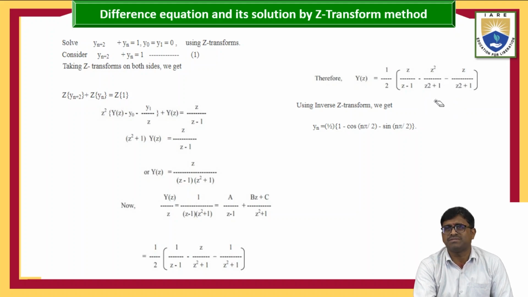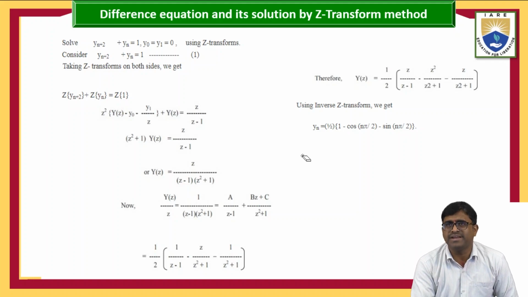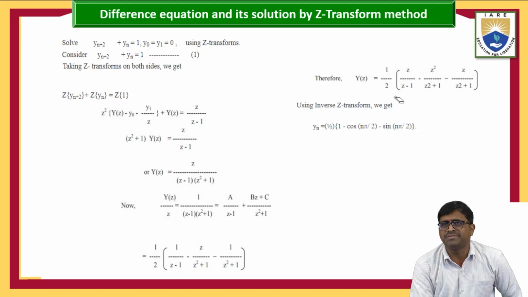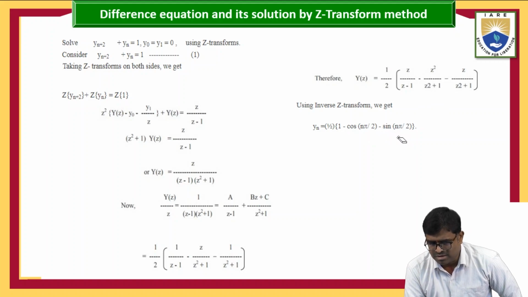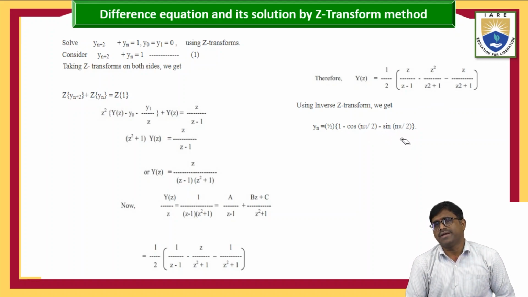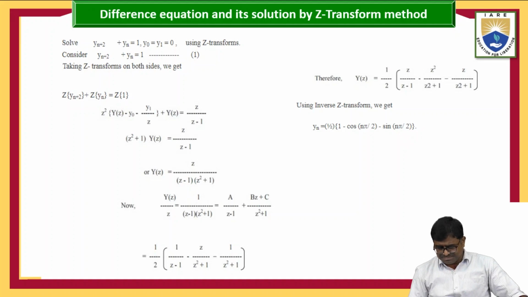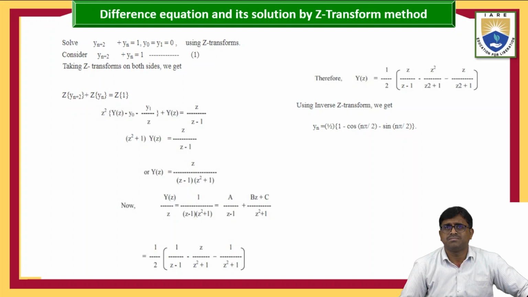Taking the inverse Z transform, Y of k is converted into Y of n. 1 by 2 into, this is the unit function, that is 1 minus cos of n pi by 2 minus sin of n pi by 2. This is one of the solutions for solving a difference equation problem, for analyzing discrete time systems.